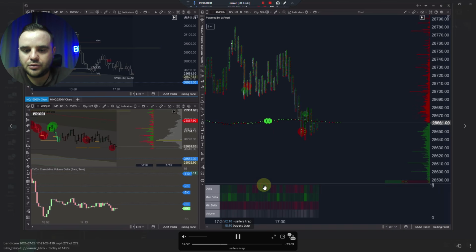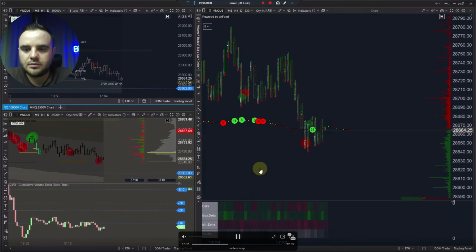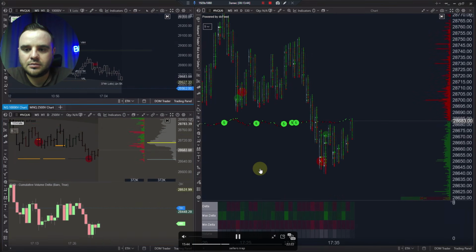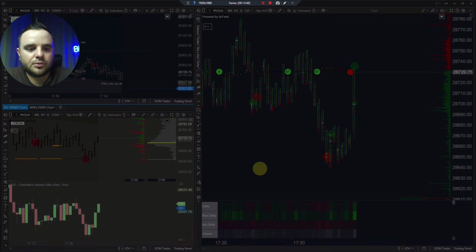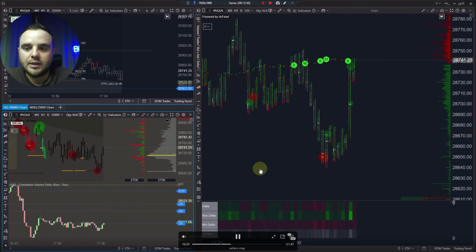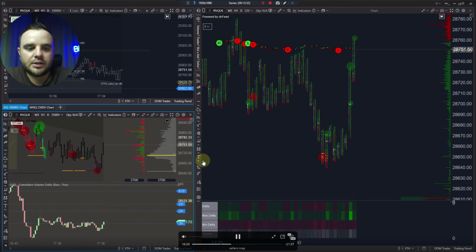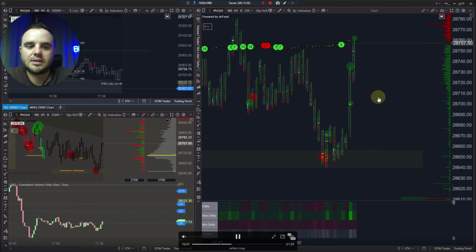And let me show you how it played out. As you can see, beautiful. It made a really beautiful move. Quite a lot of people who traded the short breakdown got liquidated and got their stop losses.